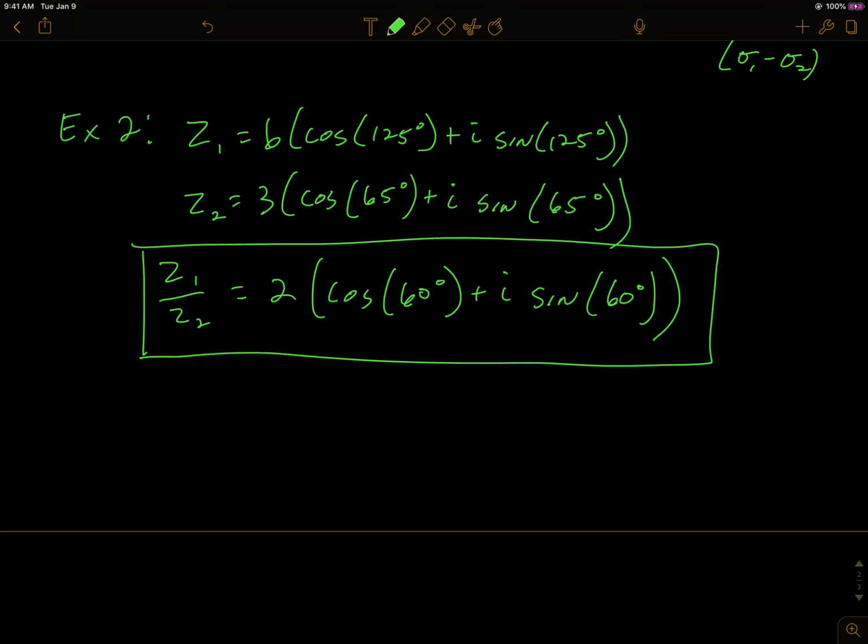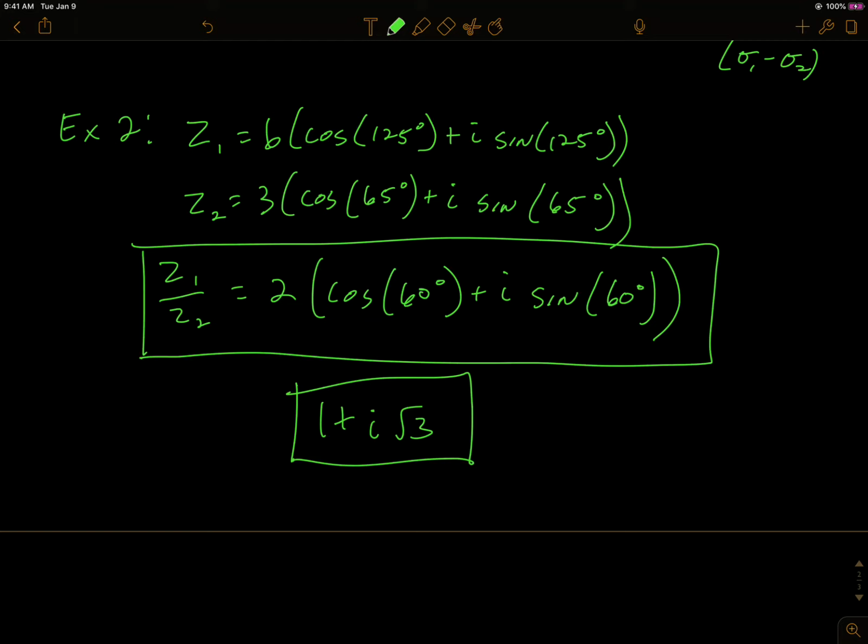So I'd ask you to pause the video here and convert this complex number in polar form into a complex number in rectangular form. Okay, welcome back. You should have gotten 1 plus i times root 3. You really need to be doing this practice when I ask you to pause the video and do it. You need to try it.